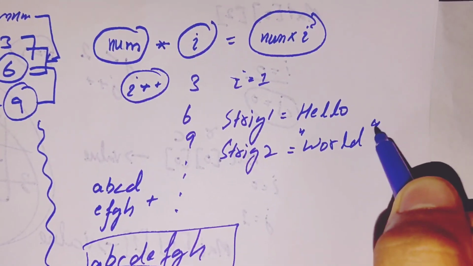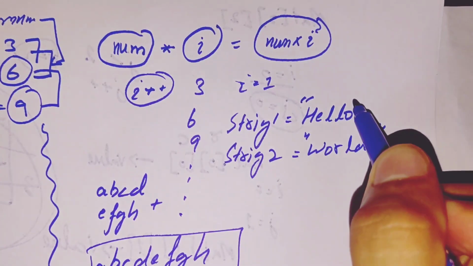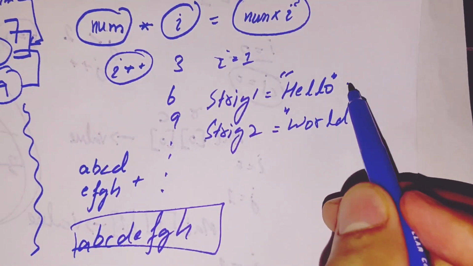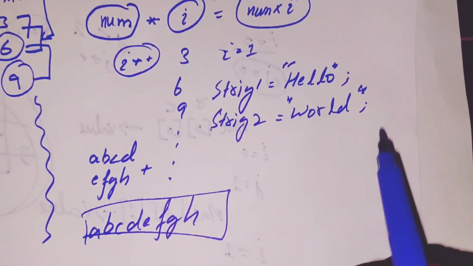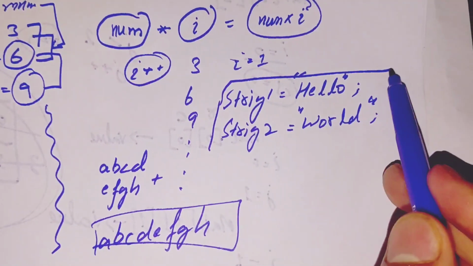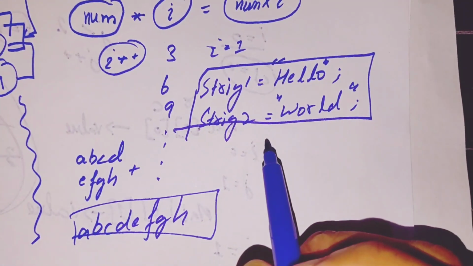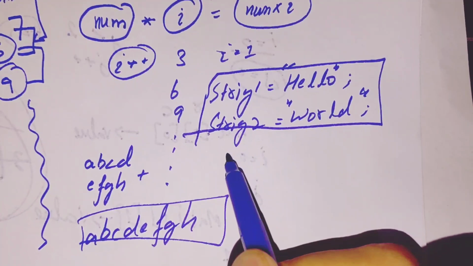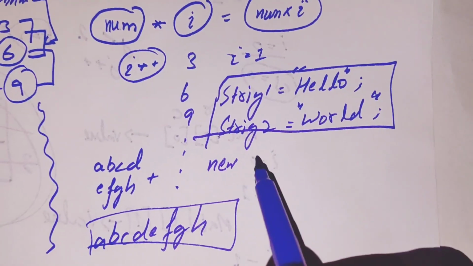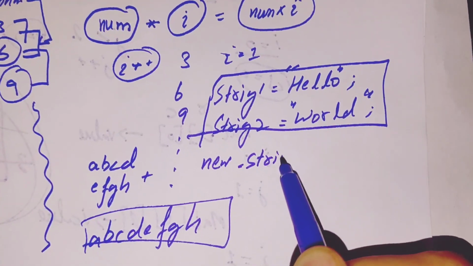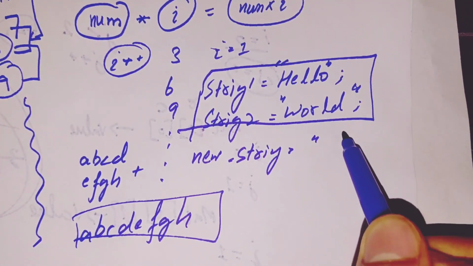Now how do we initialize them? It's simple, because it is the character array. Strings are basically the character array. So this is the first approach. Then we can say there can be a new string, which is an empty string.